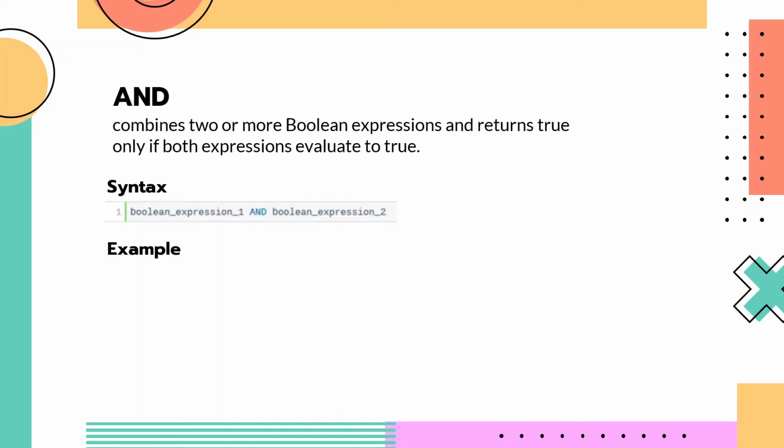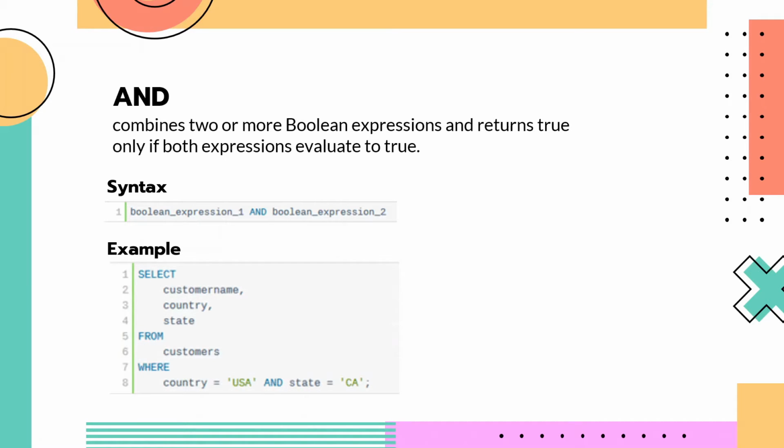The following illustrates the example to use the AND operator. Select customer name, country, state from customers where country is USA and state is CA. So based on the query, it will return the data only if country is USA and state is CA.